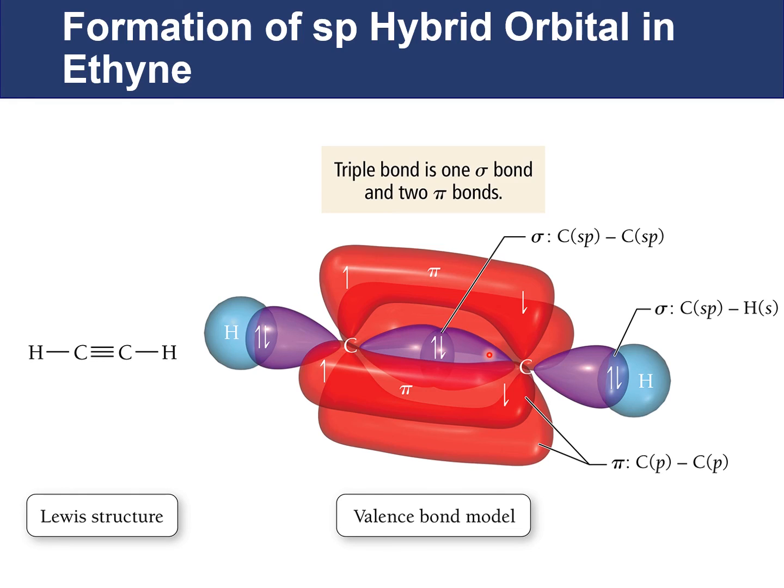So this is how you get a triple bond. You have three different bonds, a sigma bond and two sets of pi bonds. In order to do that, you need to use an sp hybridized orbital.